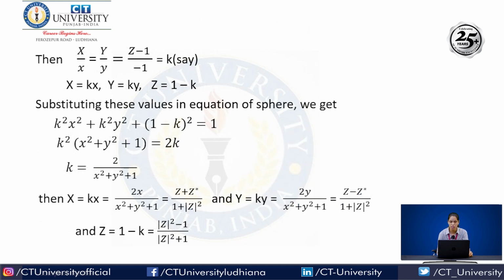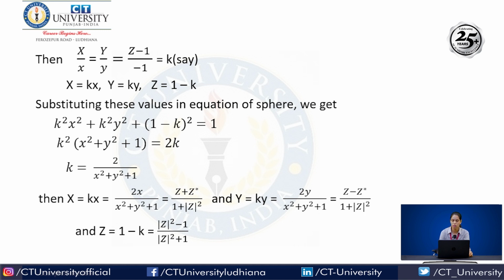Now as this is the equation in intercept form, capital X by small x equals capital Y by small y, that is capital Y by y equals Z minus 1 by minus 1. This is the form from the 0, 0, 1 coordinates. So this is my intercept form. All of these are equal to any constant, which we can call k. So eliminating, the sphere coordinates are capital X equals k times x, capital Y equals k times y and capital Z equals 1 minus k. These are the coordinates of the sphere.